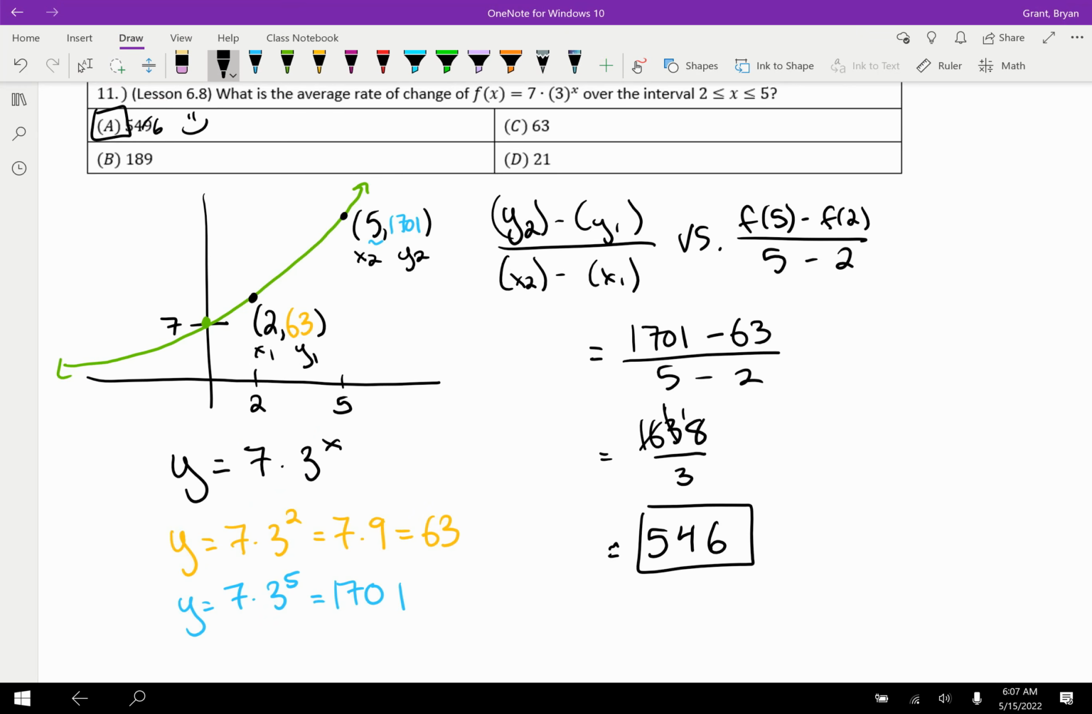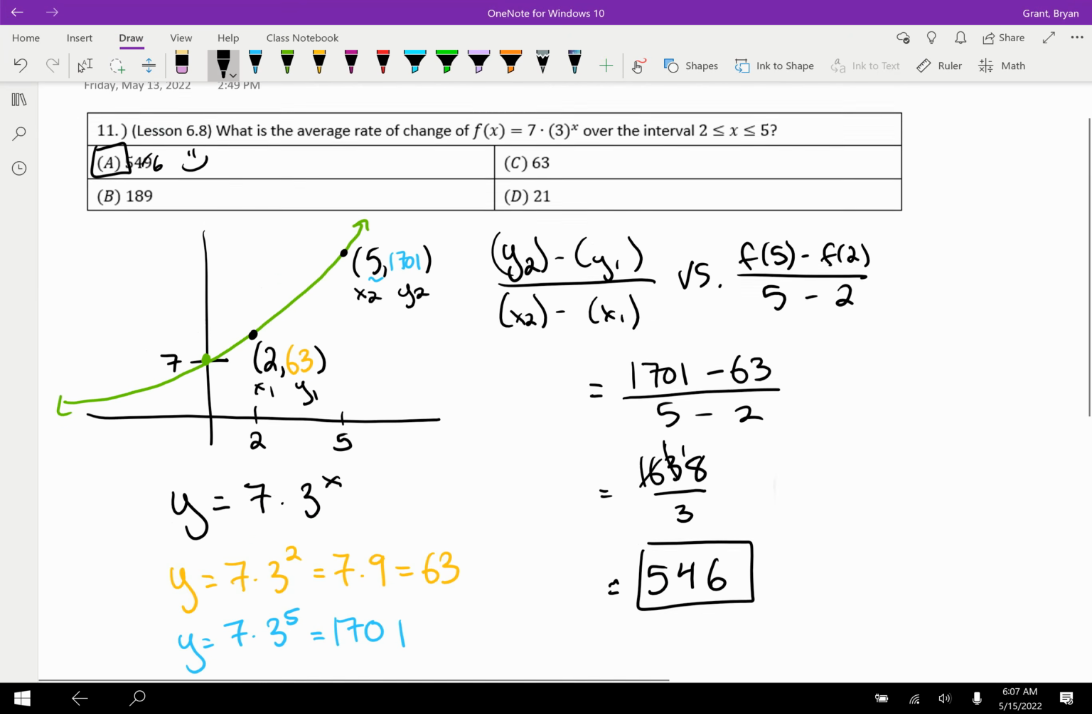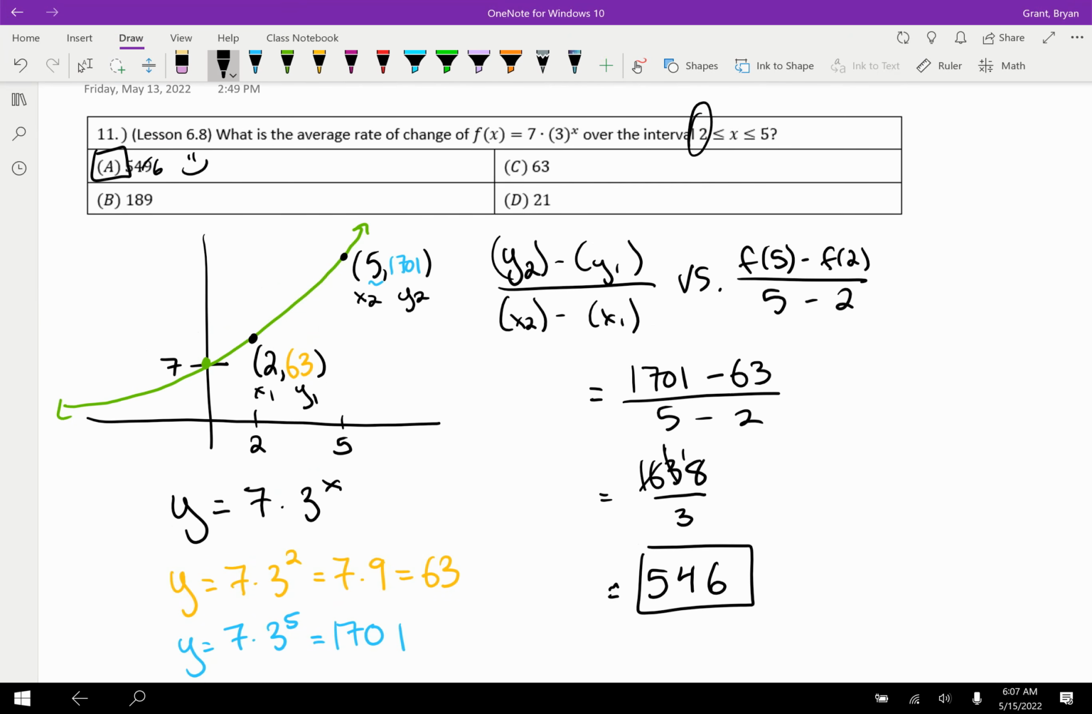All right, thank you for tuning in. Average rate of change, just find the slope of the two endpoints that are given to you. How did I know to use those two endpoints? Well, they were in the interval up here, weren't they?